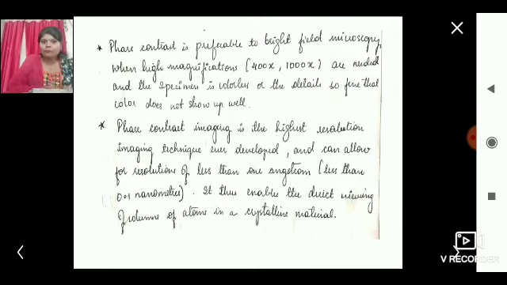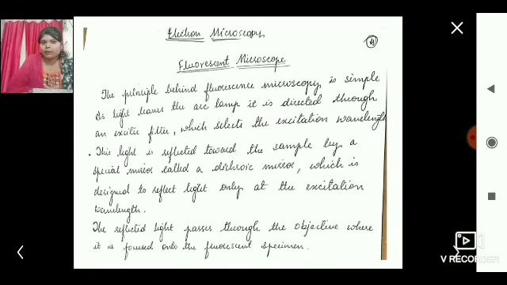So that we can visualize the image properly. Phase contrast imaging is the highest resolution imaging technique developed and can allow resolutions of less than 1 angstrom also. It thus enables the direct viewing of the columns of atoms in a crystalline material. So you can directly view the atoms also. A clear crystal image that you can see through the phase contrast microscope.